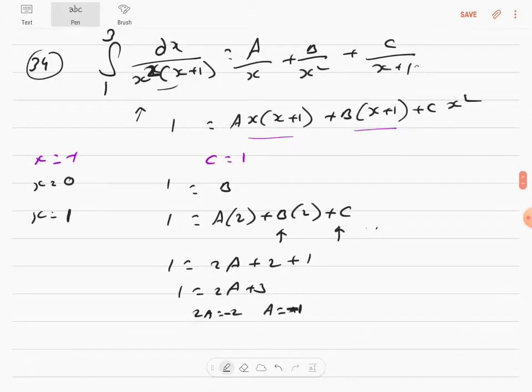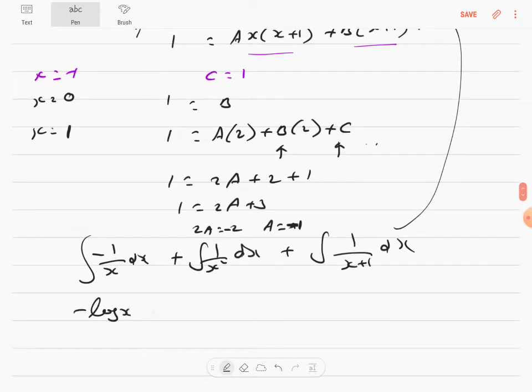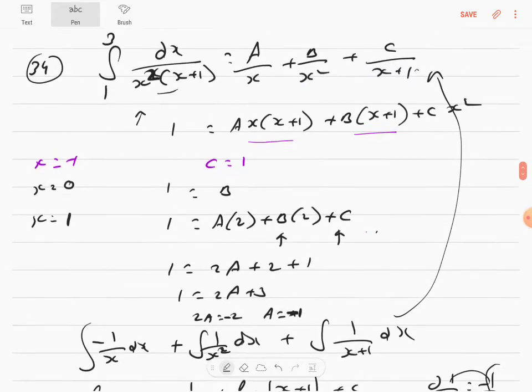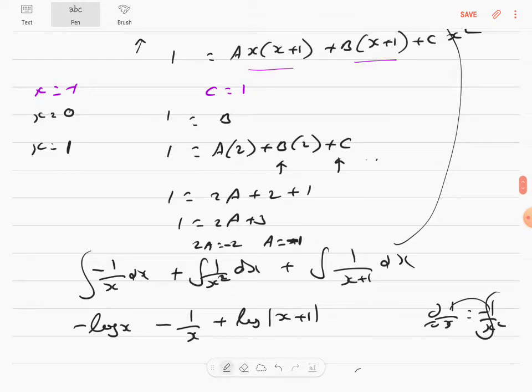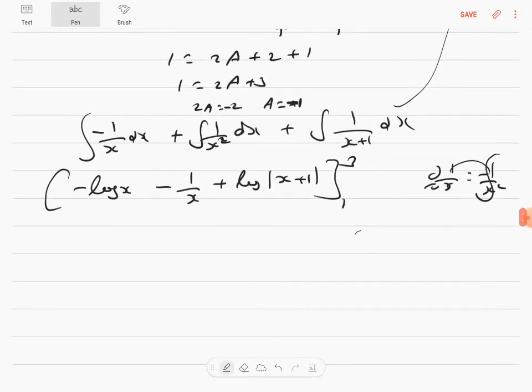So once you get all this, you got a, b, c, you're going to substitute it directly here. So it's minus 1 by x dx, plus b, 1 by x square into dx, plus c, what is this? C is just 1, so 1 by x plus 1 into dx. So when you integrate, this is minus log x, and 1 by x square, 1 by x differentiation is minus 1 by x square. So the integral of 1 by x square is minus 1 by x, so minus 1 by x plus log of mod of x plus 1 plus c. But it's definite, I am sorry, this is a definite integral wherein you have to substitute 1 to 3. So you got to substitute 1 to 3.